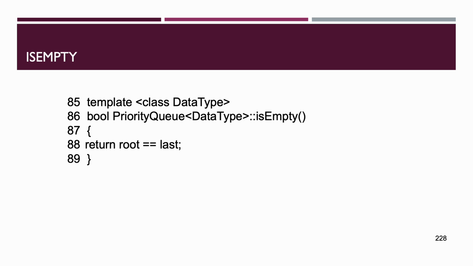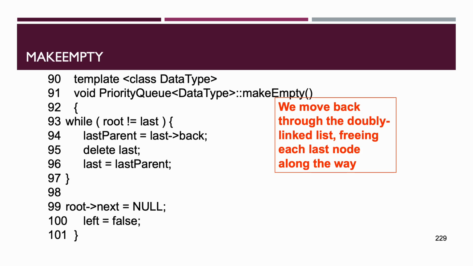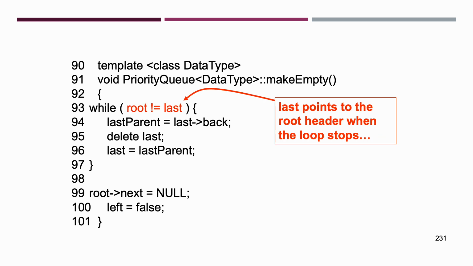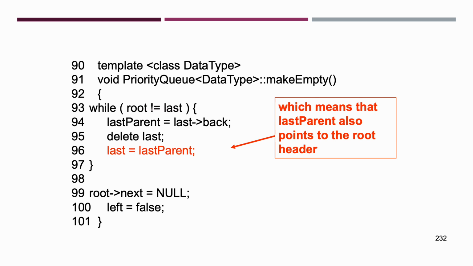Then we have is empty, which is checking whether the heap is empty or not. In make empty, we move back through the doubly linked list, freeing each last node along the way. When done, we want the last and last parent pointers to point to the root header. Last points to the root header when the loop stops, which means that last parent also points to the root header.